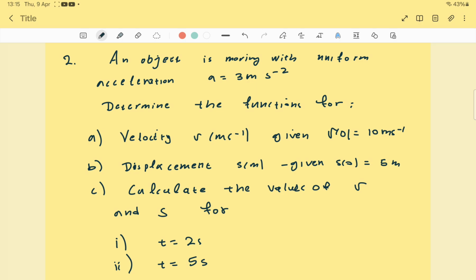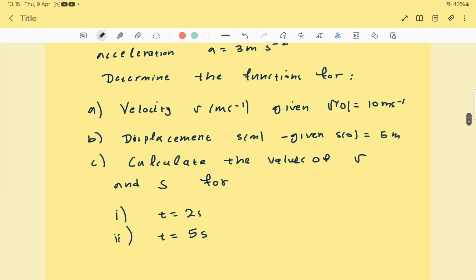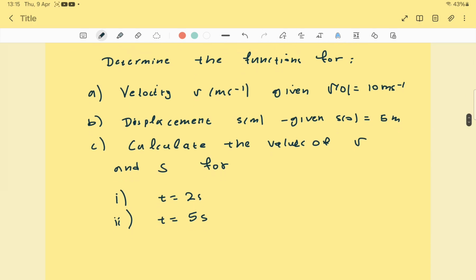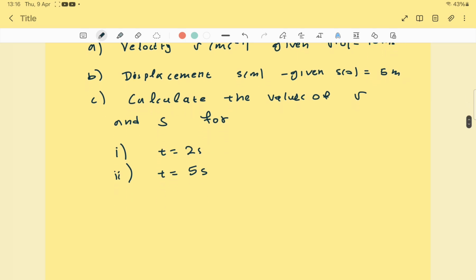Let's move to problem number 2, which is a problem related to kinematics. An object is moving with uniform acceleration a = 3 meters per second squared. Determine the functions for a) velocity, given the initial condition v0 = 10 meters per second, and for b) displacement s in meters, given one initial condition where s for t equals 0 is 5 meters. C) Calculate the values of v and s for t equals 2 seconds and t equals 5 seconds.